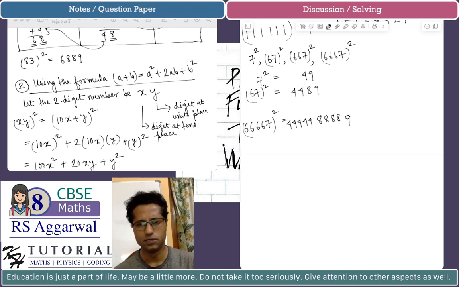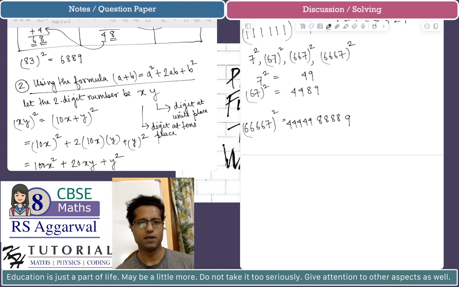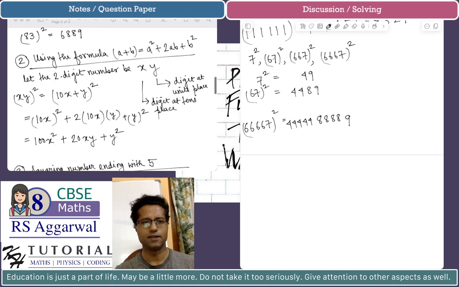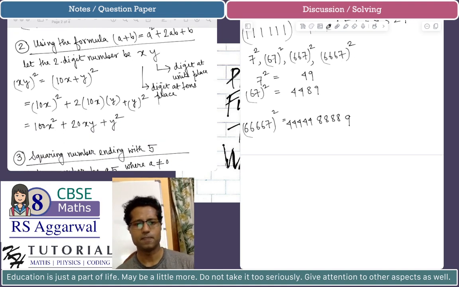So any two-digit number, if it is xy, where x is the digit at the tens place and y is the digit at the units place, then xy can be written in the expanded form as 10x plus y. So xy whole square will be 10x plus y whole square. And applying the formula a plus b whole square, we find that the square is 100x square plus 20xy plus y square. So from the two digits of the two-digit number, we can find the square of the number.